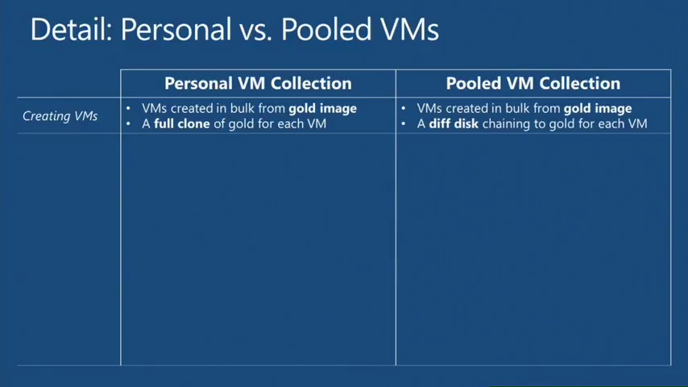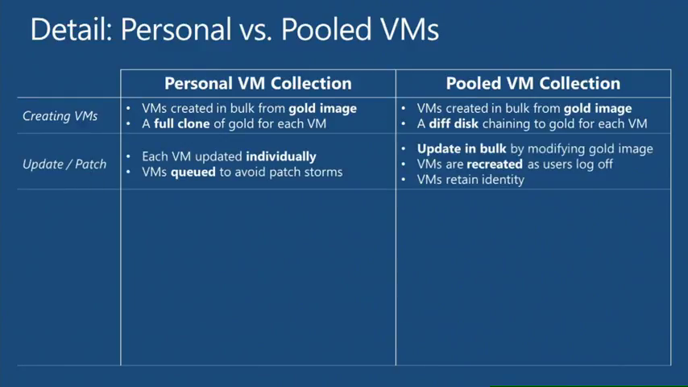In terms of creating the VMs, both personal VMs and pooled VMs get created in bulk from a gold image, like Adam was showing. But in the case of a personal VM, the VM that gets created is a full clone of that gold image, whereas in the pooled VM, it's a diff disk from that gold image. So in the pooled VM scenario, you have a collection of child VHDs that are all chaining up to the parent VHD.